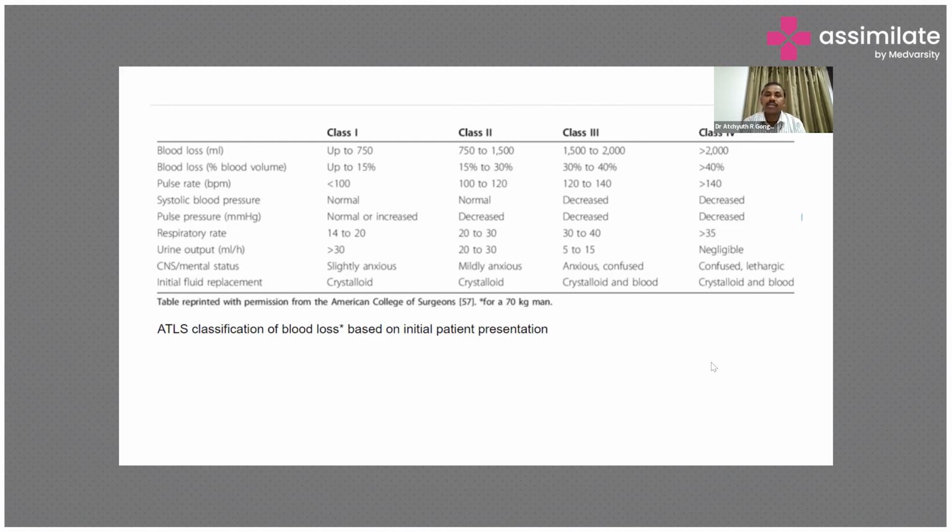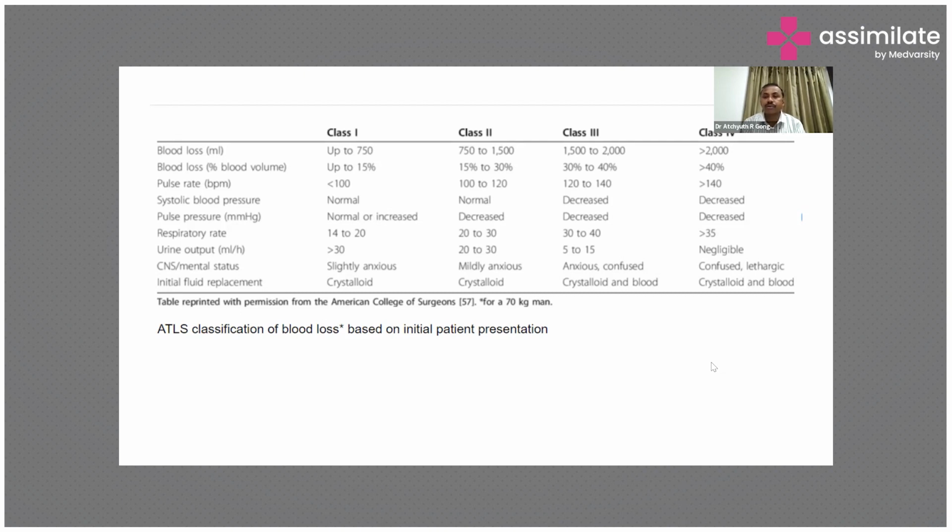Class 3, 30 to 40%, about 1500 ml to 2 liters. Pulse rate is again further increased. Systolic blood pressure decreased. The pulse pressure is decreased. Respiratory rate is further increased. Urine output is decreased to less than 15 per hour. And patient is anxious and confused. Here, along with crystalloid, time to consider blood products for replacement, right?